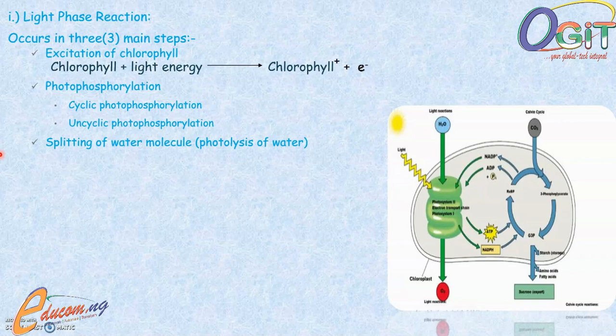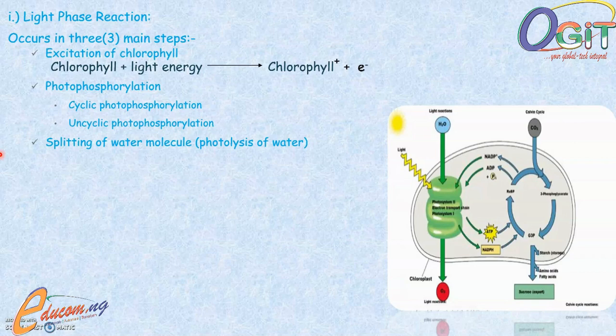The first electron carrier in the transport chain will carry the electron away from the chlorophyll, while the last carrier will take the electron back to the chlorophyll to become stable.